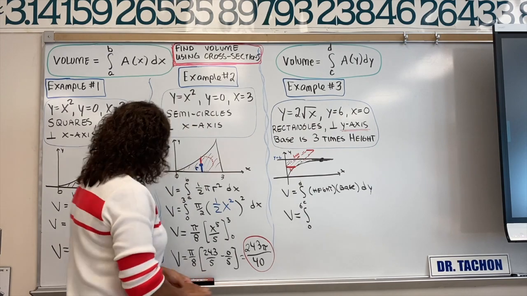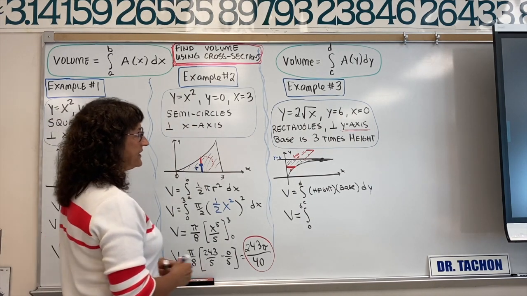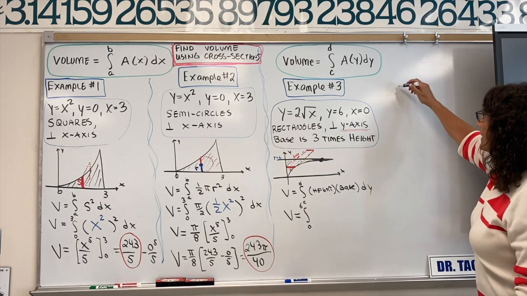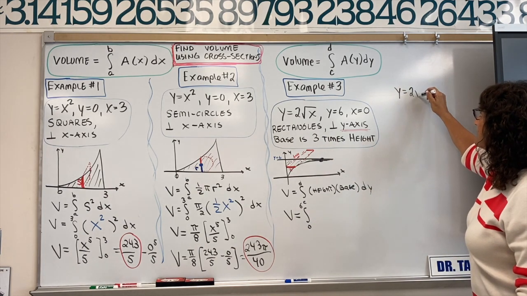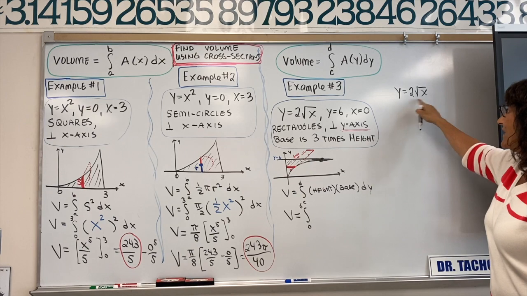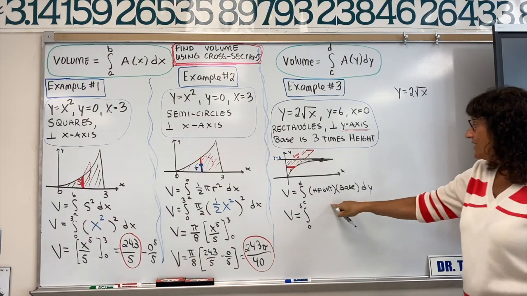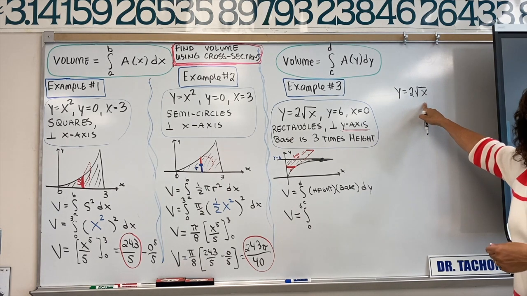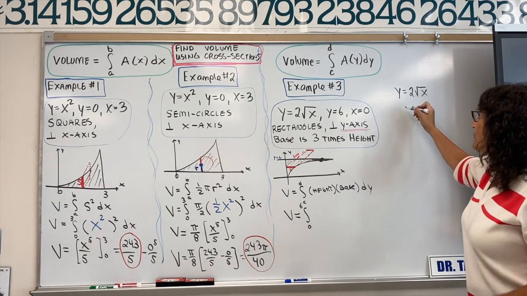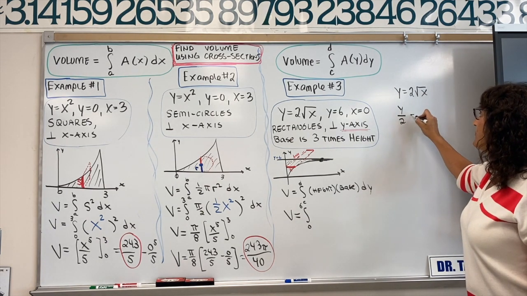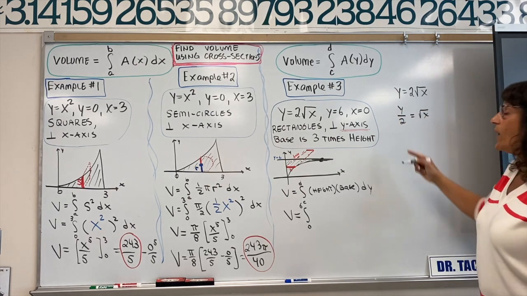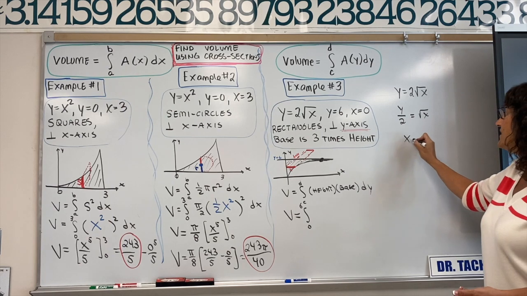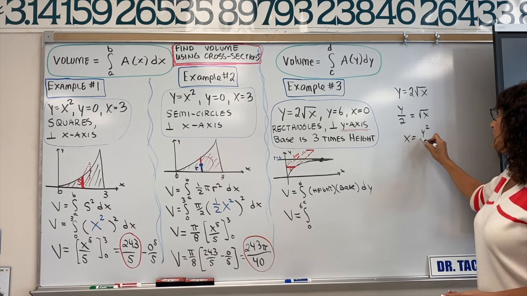What do we have for the height? Well, let's work that out over here. We have y equals 2 radical x. That's what we have. This is y in terms of x, but we need to write in terms of y here. So we're going to have to solve for x. Let's go ahead and divide both sides by 2. So radical x equals y over 2. And I don't want radical x, I want x. So square both sides. x equals y squared over 4.